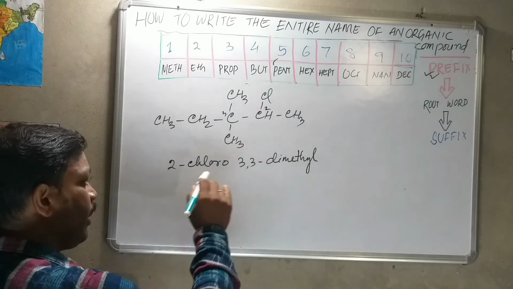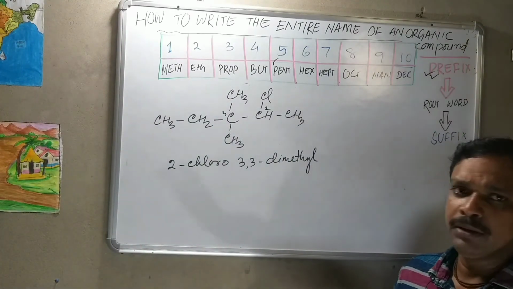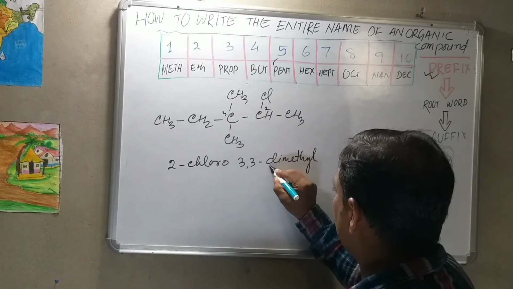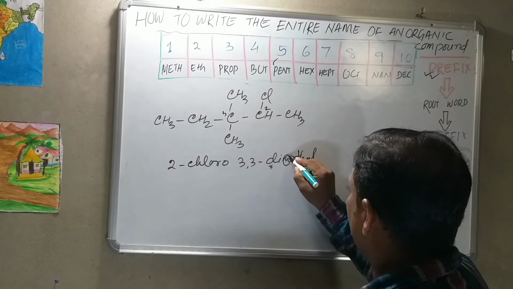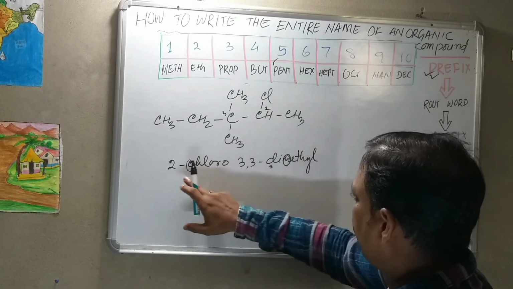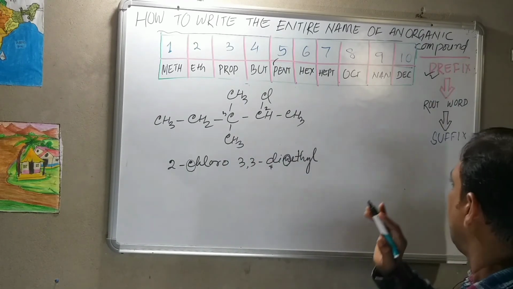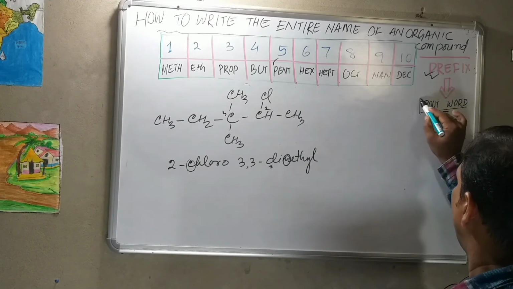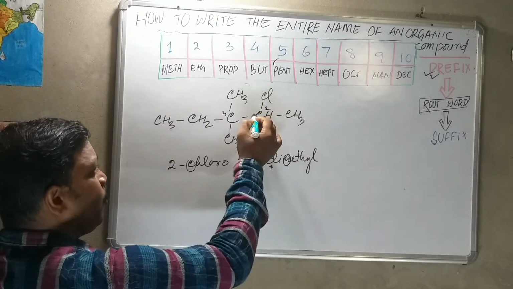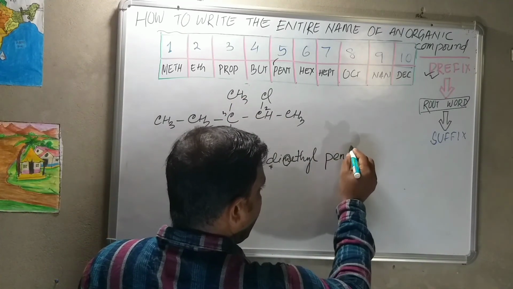But is the prefix right or wrong for the second rule? What is the second rule? The second rule: substituents are always arranged in alphabetical manner. So C comes before M, not D. Always by the substituent name, methyl. So C comes before methyl, so the prefix is correct here. We have already written the right prefix. And next, we look at the root word. What is the root word here? Keep in mind, how many carbon atoms are in this chain? 1, 2, 3, 4, 5. So 5 is pent. So the root word is pent.